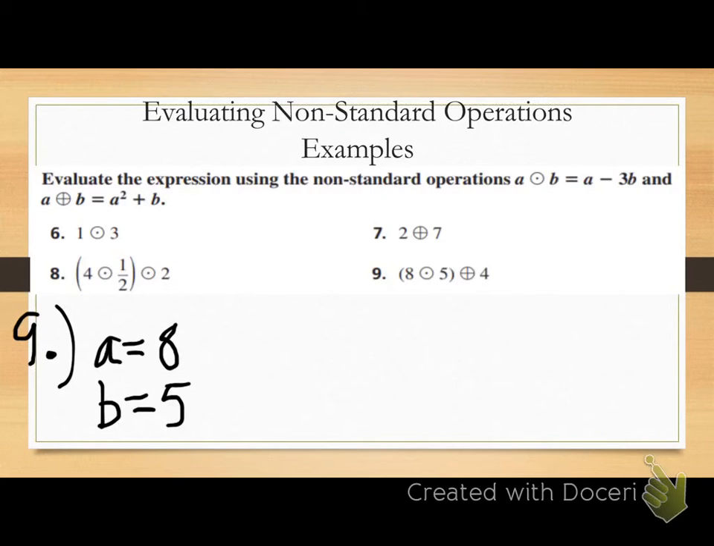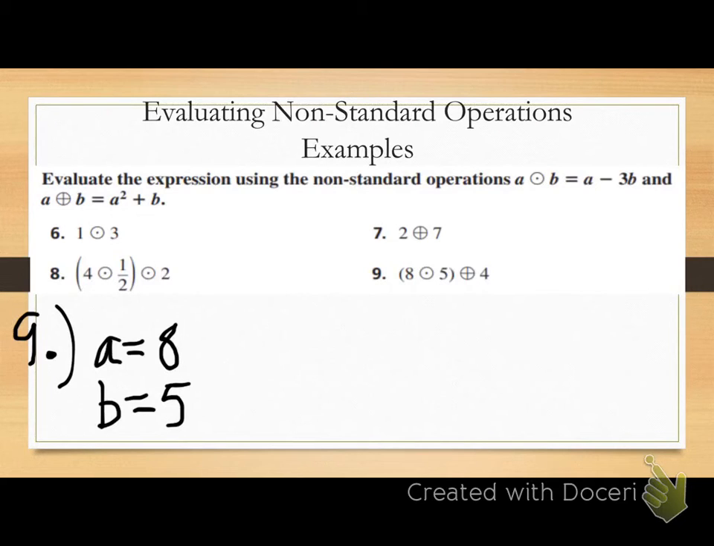Is there any confusion at all with the first step of identifying A and B? If you're confused, I need you to let me know. Everyone's good identifying A and B. I need a head shake from everyone if you understand it. Second step, identify which operation you're using for our set of parentheses. The first one, the circle dot. Any confusion on that second step? Shake your head up and down if you understand it.